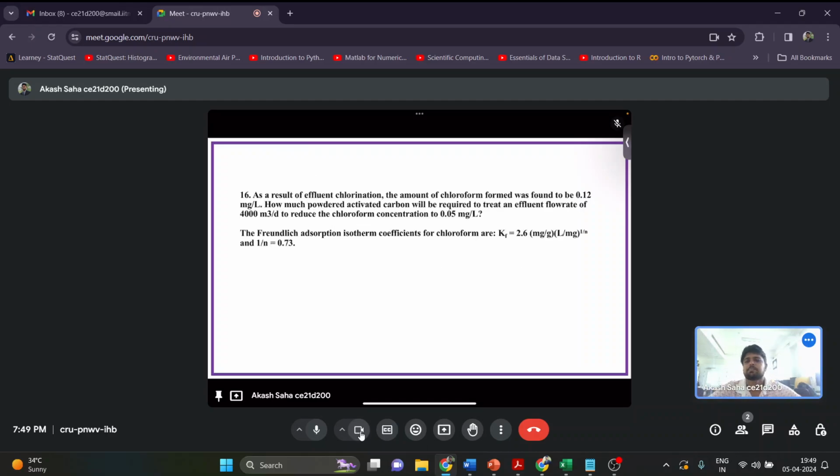So it says that as a result of effluent chlorination, the amount of chloroform formed was found to be 0.12 milligram per liter. How much powdered activated carbon will be required to treat an effluent flow rate of 4000 meter cube per day to reduce the chloroform concentration to 0.05 milligram per liter? The Freundlich adsorption isotherm coefficients for chloroform are Kf is equal to 2.6 and 1 by n is given as 0.73. Okay, so all the data is being given.